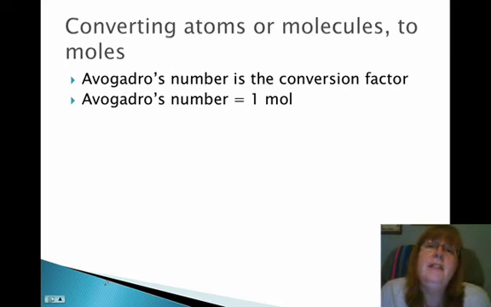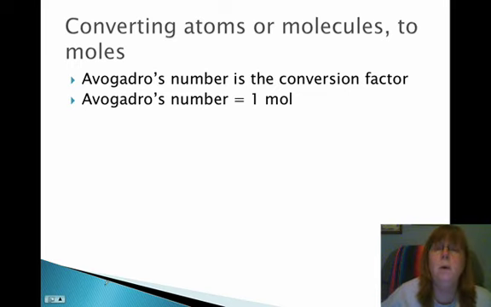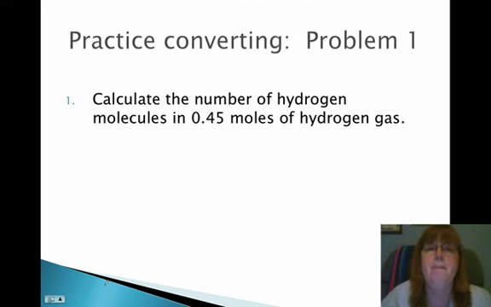All right, we're going to learn how to convert atoms or molecules to moles and then to also go backwards. Avogadro's number is going to be our conversion factor. So 1 mole is 6.022 times 10 to the 23rd. So let's go ahead and start practicing. So follow along and write this down with me.